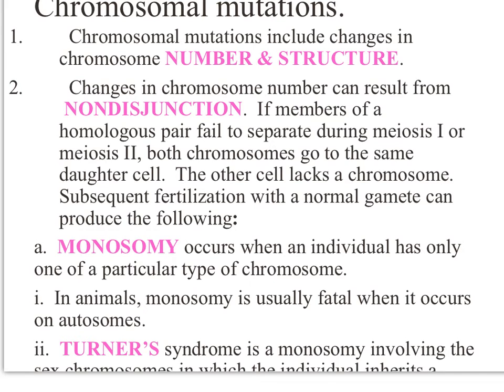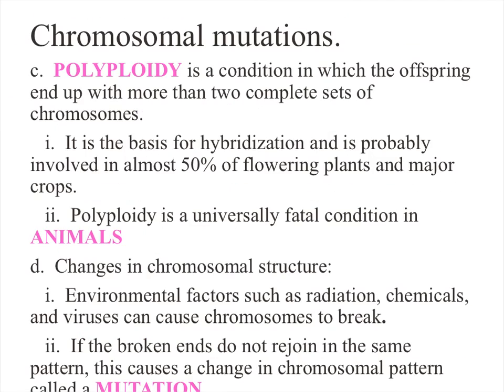A monosomy is when you have one. Mono is one, somy is chromosome. So you only have one of the chromosome. Remember, you're supposed to have a pair, so you should have two. A trisomy is when you have three instead of two. In animals, monosomies are usually fatal if it occurs on the autosome, so most of the time this would result in a miscarriage. But Turner syndrome is a monosomy involving the sex chromosomes, where you only inherit one X. Their genotype would be X0, so they would have 45 chromosomes, with only one sex chromosome.